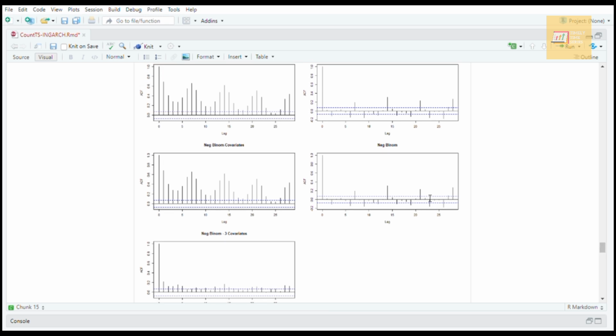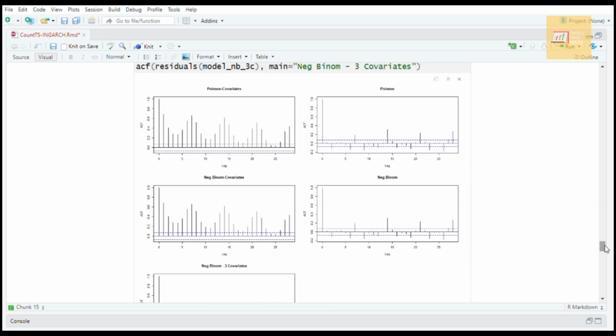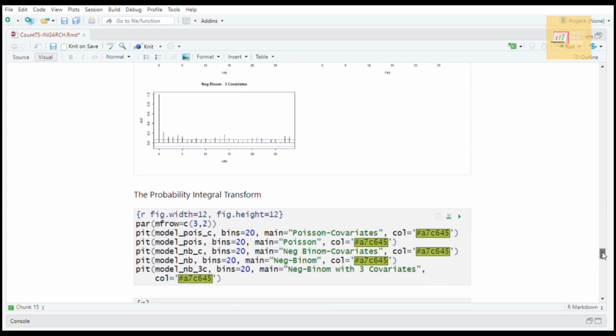There is still some seasonality left in the residuals. Maybe we should have included more lags in the conditional mean. Okay, now move on to the next one.